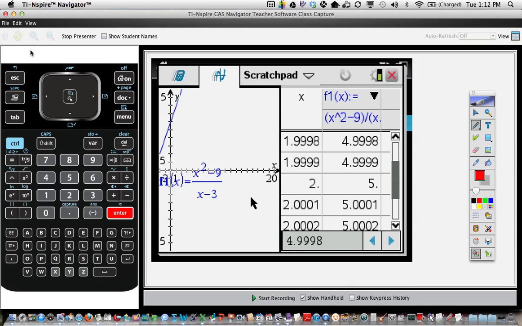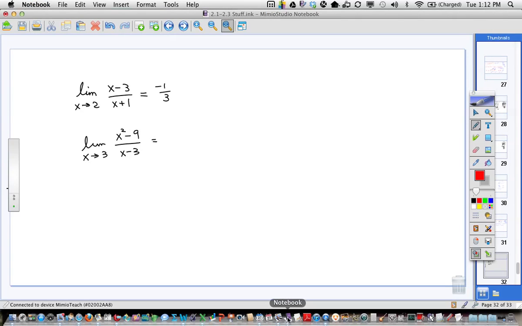Okay, let me back up. First, you try to direct substitute, right? And you put in a 3, and what do you get? You're going to get 0 divided by 0, right? Now, 0 divided by 0 is kind of the magic number here. Okay? When you do 0 divided by 0, now, Brittany, leave your screen just the way it is.